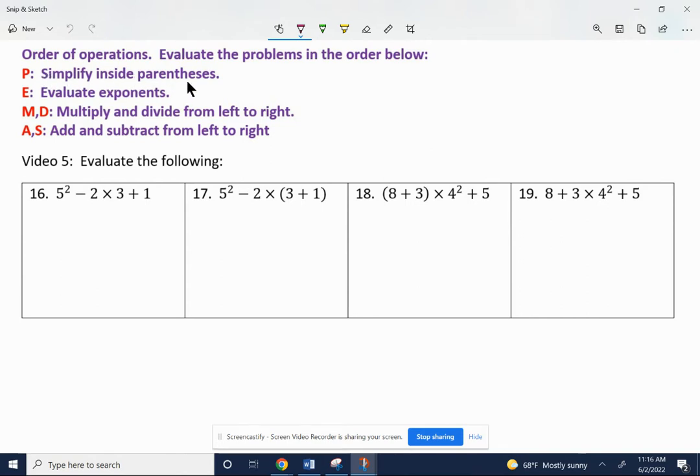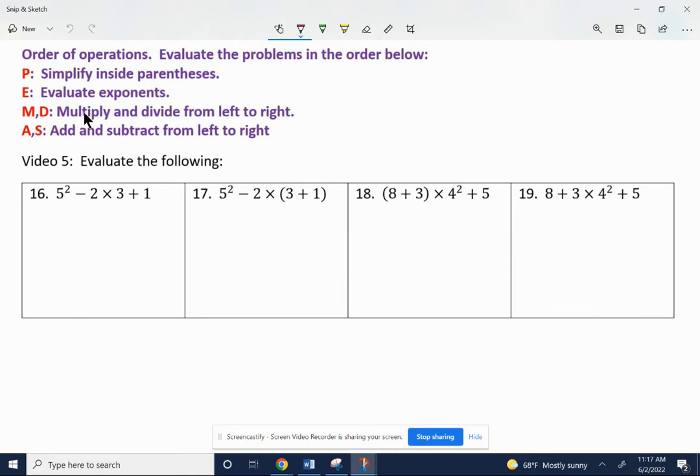Do parentheses first. Whatever is inside parentheses, do that first. The next thing you want to do is look for exponents. If you have any, you're going to do that second. Third thing you're going to look for is multiplication and division. And if you have one or the other or both, you're going to do that from left to right.